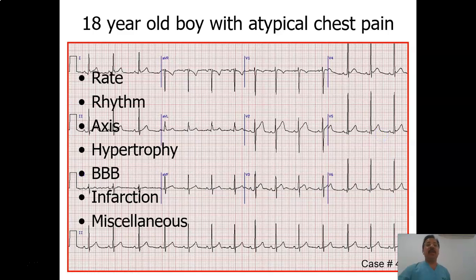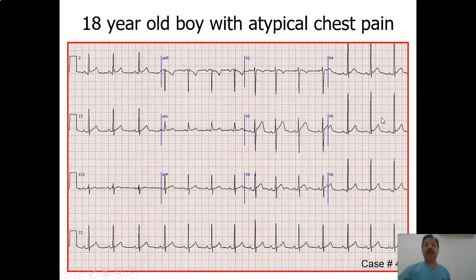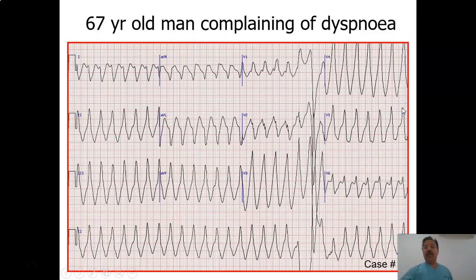So findings include a rate of 70 beats per minute approximately. It's a sinus arrhythmia, axis normal, left ventricular hypertrophy is there, no bundle branch block. There is ST segment elevation in V2 to V6 with the notching, and the diagnosis probably here is benign early repolarization. And the shape of the ST segment elevation is also concave, which is doubtful. Anyhow, let's proceed to the next case, number 5.